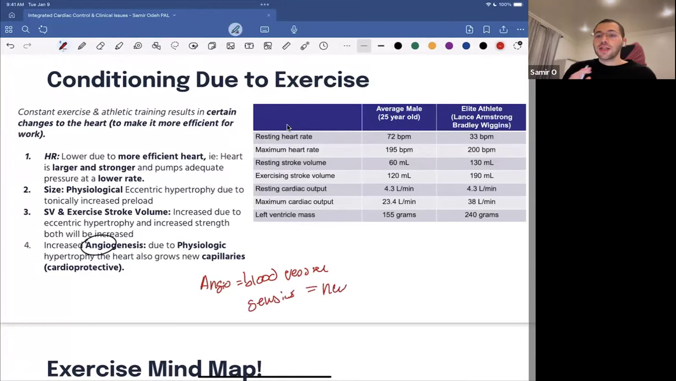this is new. So essentially angiogenesis is the release of something called VEGF, and this stands for vascular endothelial growth factor. This is released when a cell is not receiving enough oxygen, and what this does is it promotes new blood vessels. The mechanism behind this, you don't need to know right now, but just know that increased exercise makes new blood vessels grow in the heart.